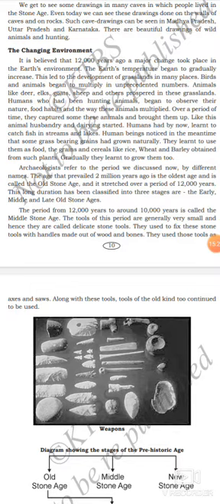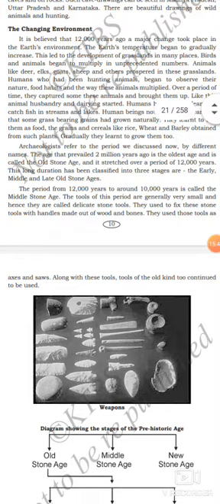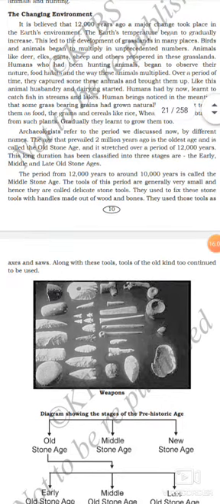Humans who had been hunting animals began to observe their nature, food habits, and the way these animals multiplied. Over a period of time, they captured some of these animals and brought them up. Like this, animal husbandry and dairying started. Humans had by now learned to catch fish in streams and lakes.